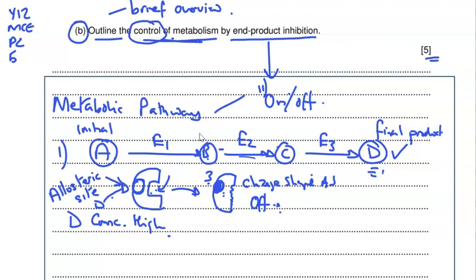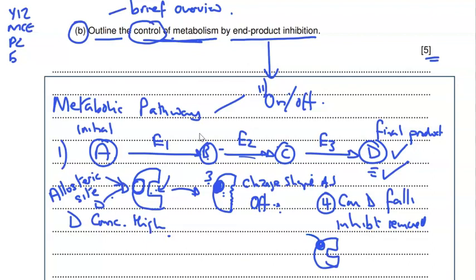As the concentration of D falls, I'm moving on to my fourth point of control now, the inhibition is removed. Let's just draw a quick picture for you. The idea is that D will remove itself from the allosteric site of the enzyme and go off to do whatever molecule D does. But notice now, and I'd make this my fifth point perhaps, we've got return of the active site shape and its catalytic capacity. And so now the pathway is switched on.